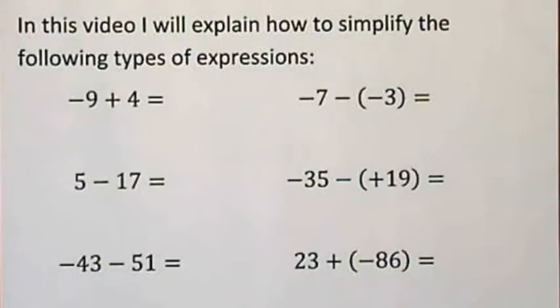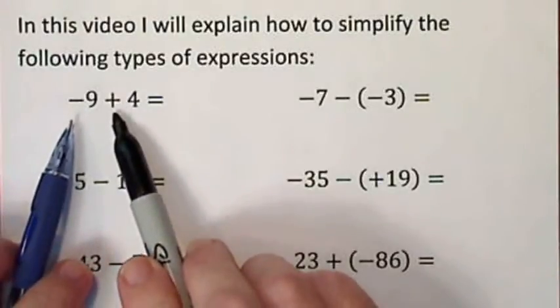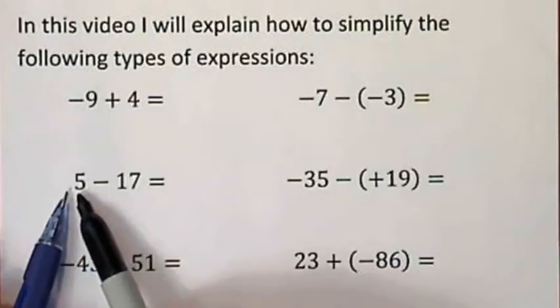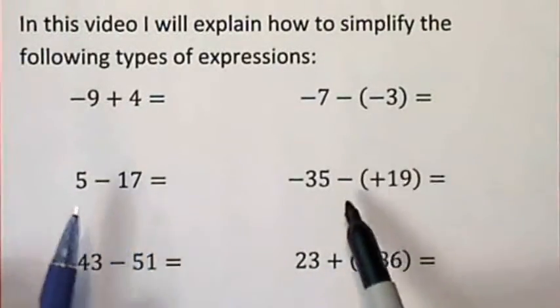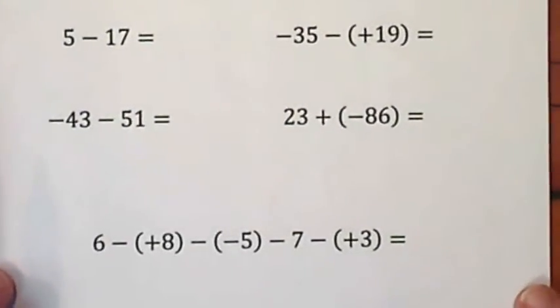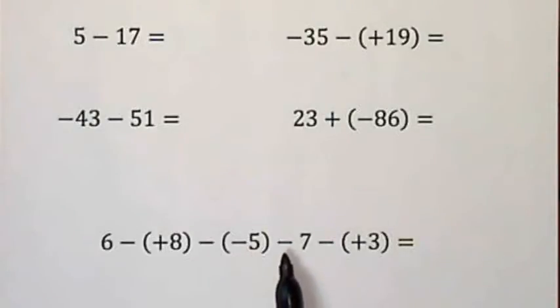In this video, I'll explain how to simplify the following types of expressions where you have one sign in front of each number. There's a plus in front of the 5 if nothing's written. Sometimes there's two signs in front of a number. Okay, and also a little more involved, some have two signs in front of a number. Right here the 7 only has one sign, 6 only has one sign. We'll cover all these examples.